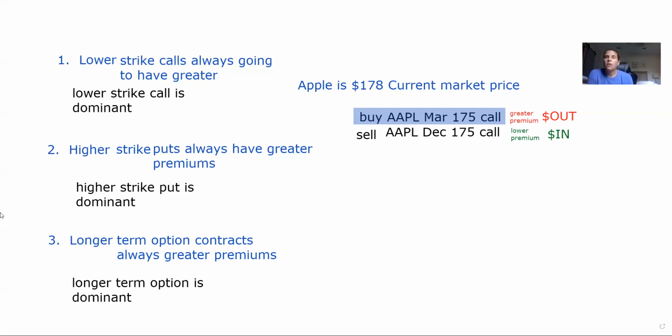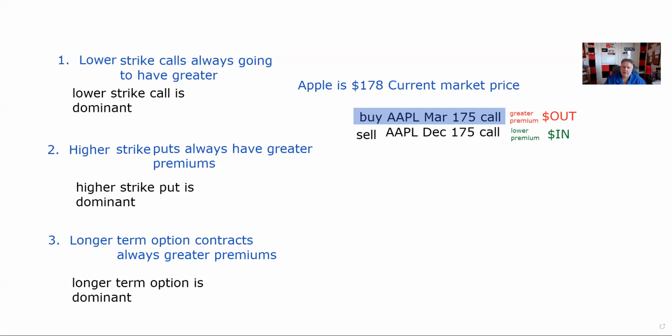So how did you come up with the greater premium for the March? Because March is longer term. So having a choice to March, being in control of the stock till March, is going to cost more than being in control till December. Oh, okay. Longer term options always have greater premiums.